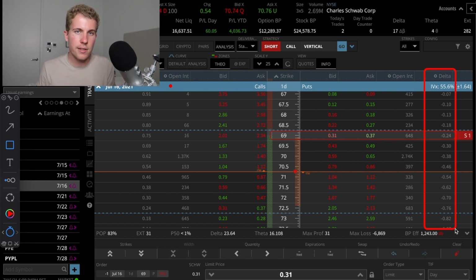And that's how I use deltas personally. I'm going to use it as a way to quickly know how much probability of profit I'm going to have on that trade. So in that case, it would mean that I have around 24% probability of expiring in the money, so 76% probability of expiring out of the money, which is pretty fair to me.